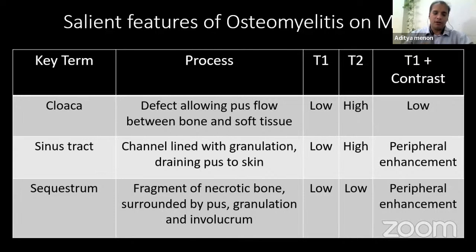Looking at a sinus tract, in contrast to a cloaca, it's lined with granulation tissue, draining pus from the bone or the soft tissue to the skin. So it would be low on T1, high on T2 with peripheral enhancement because the lining is alive, whereas the center is just pus. Sequestrum is a dead necrotic bone. It would be low throughout with peripheral enhancement. So it would be low on T1 and T2 because it's dead bone. There are no signals coming out of it from T2. With peripheral enhancement because it is surrounded by granulation tissue.